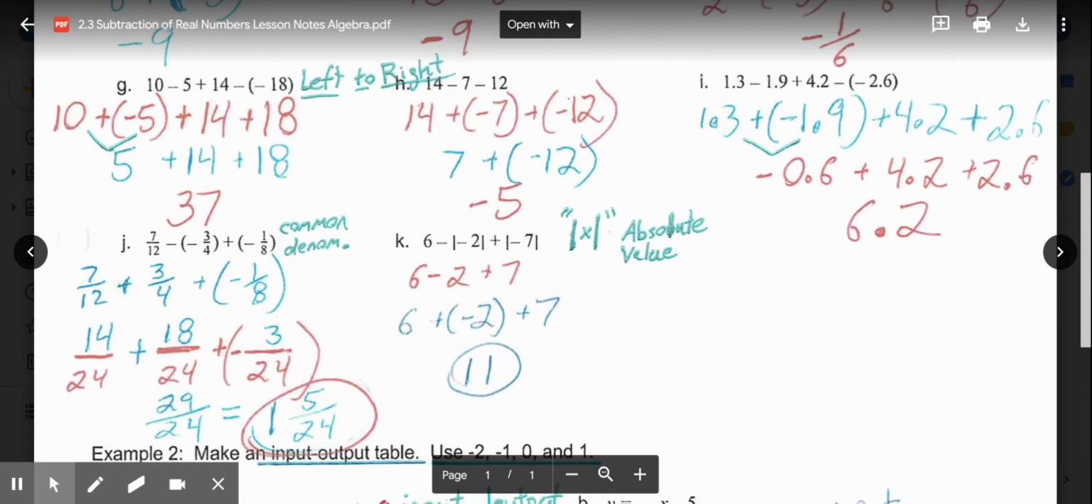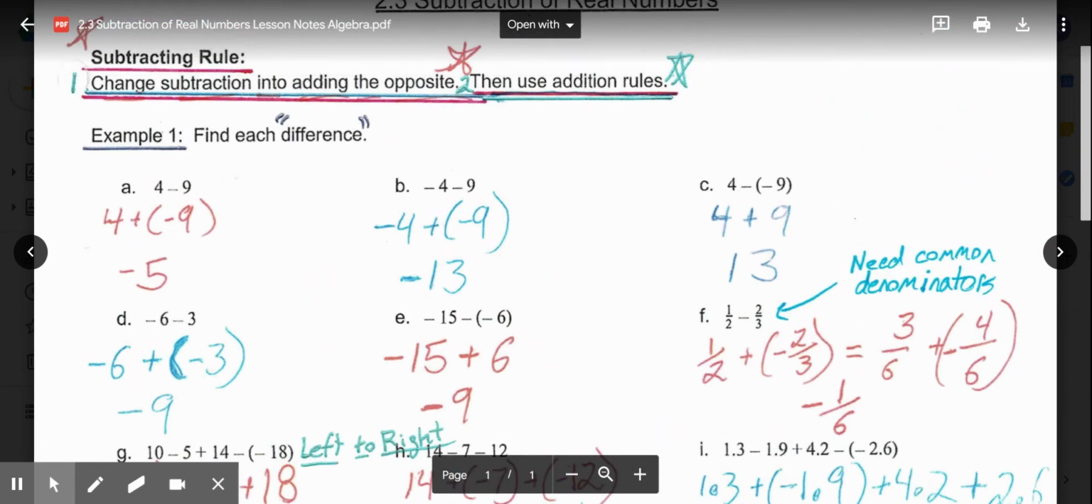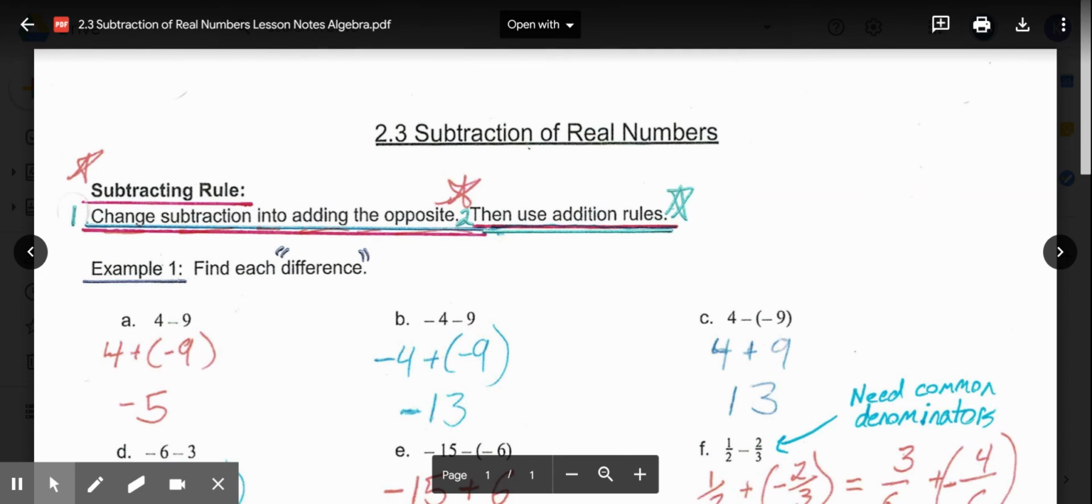So as you work through today's practice problems, again, you want to make sure that you're comfortable with the rules of addition, because our subtraction rule is we change subtraction into adding the opposite, and then we follow the rules of addition to solve.